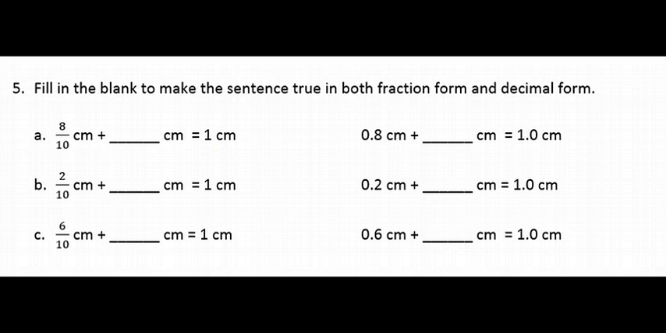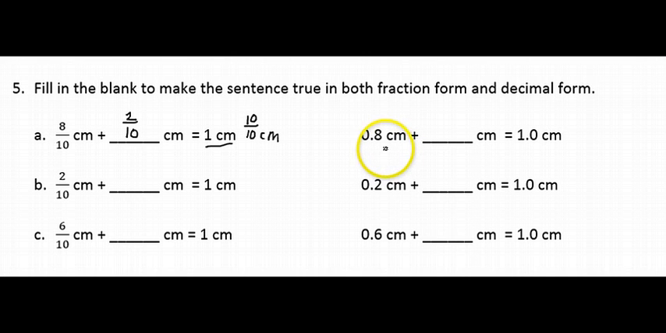The next section says to fill in the blank to make the sentence true in both fraction form and decimal form. For example, first question says 8/10 centimeters plus blank centimeters equals 1 centimeter. Well, 1 centimeter is the same thing as 10/10 of a centimeter. If I have 8/10, then I need 2 more tenths to get to 1 whole centimeter, or 10/10 of the centimeter.